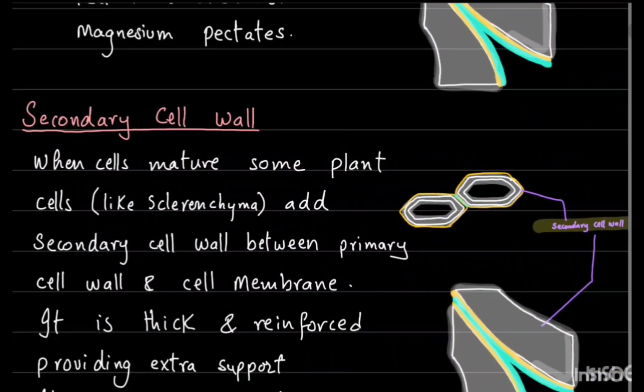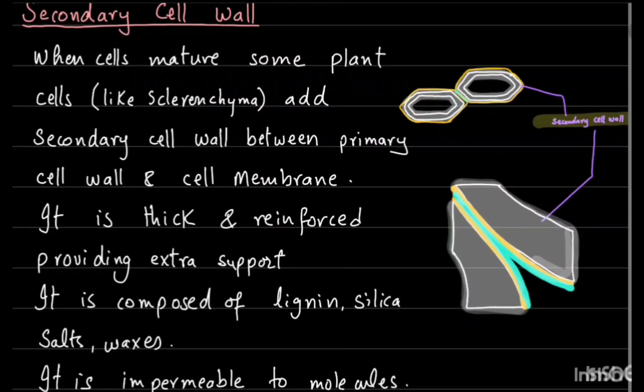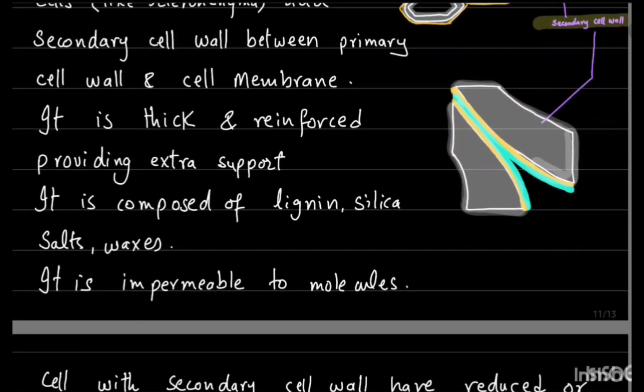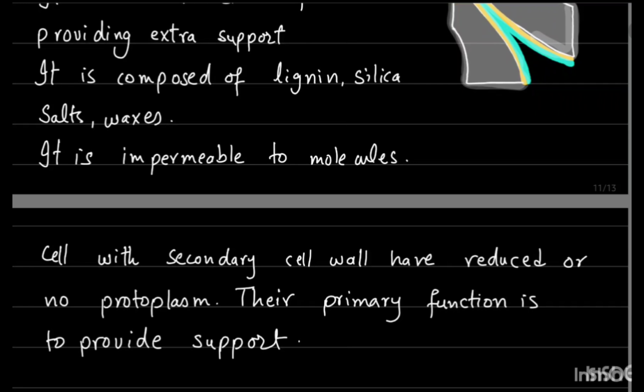Then there is the secondary cell wall. It's not present in all the plant cells. It's present in some of the cells, like sclerenchyma cells, which are responsible for providing strength to the plant, and it is formed at maturity. It is added inner to the primary cell wall, and it's thick. It provides reinforcement and extra support, and it's chemically composed of lignin, silica, salts, and waxes. It's impermeable to molecules.